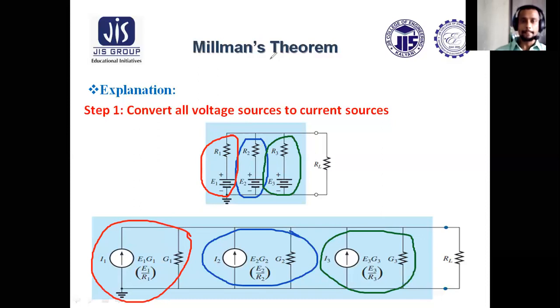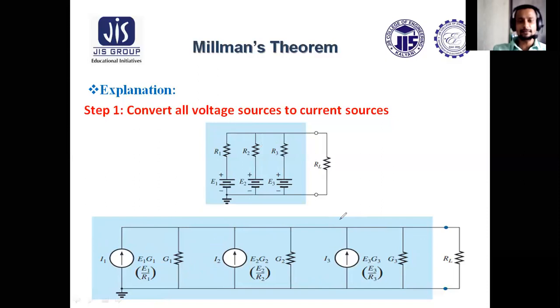Okay. Now the question is, why did we make this parallel? Did we make this source conversion? Because for parallel connected current sources, all these currents will be added together. So what will be the total current through this path? Total current through this path will be I1 plus I2 plus I3.